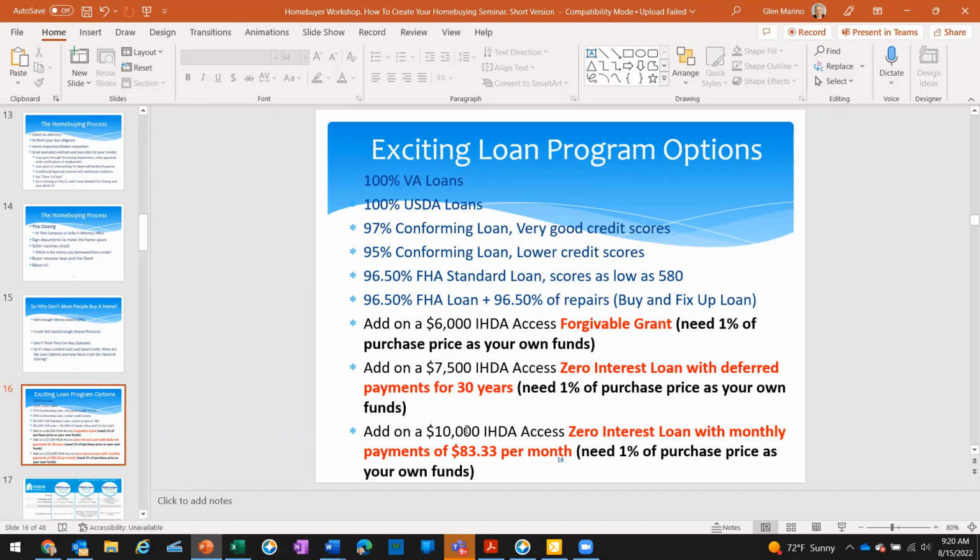Lastly, they can add on $10,000 from the state of Illinois. Again, it's a zero interest loan. However, this one's repayable, principal only. There's no interest on this. Principal only repayment over 10 years. 120 payments into $10,000 is $83.33 a month. Pretty great program. I always tell my clients, if I give you $10,000 today that you can use for your down payment and your closing costs, could you pay $83.33 a month?